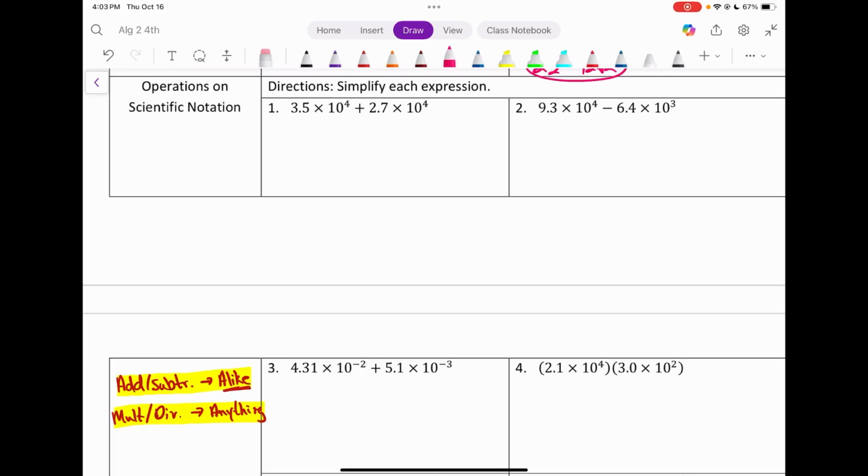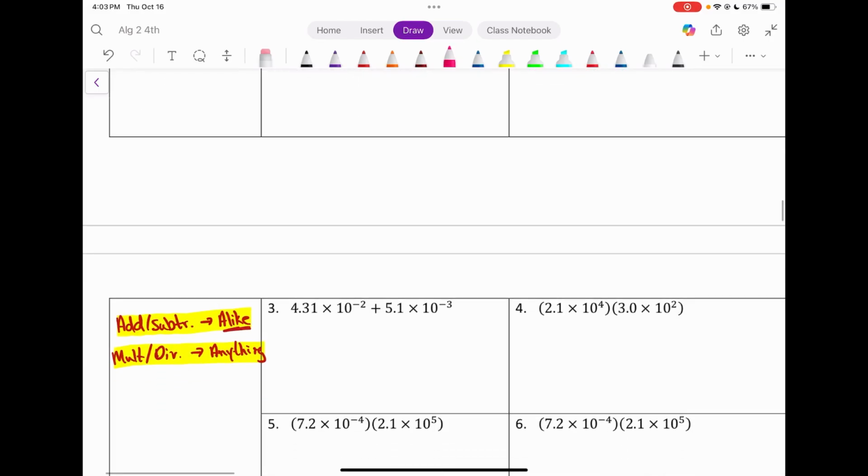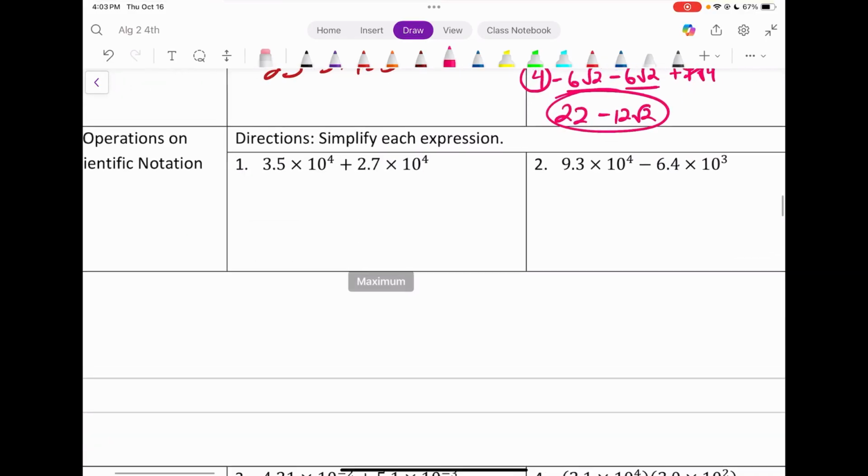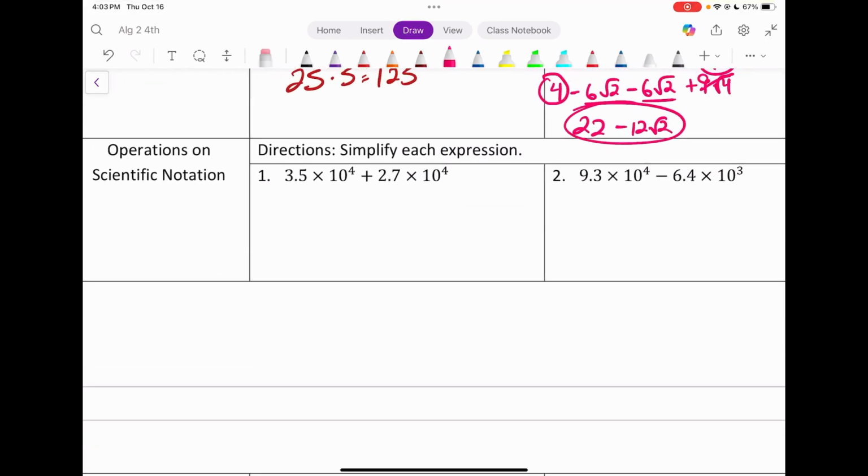Okay, again, I can't stress this enough, but just like before, with addition and subtraction, you can only add and subtract when things are alike. You can multiply and divide anything. So if we're asked to add two numbers in scientific notation, they have to be alike. And what I mean by alike is notice the times 10 to the fourth, what they're being multiplied by.